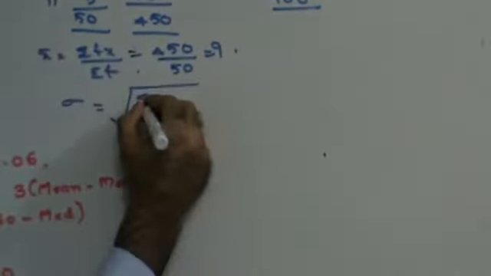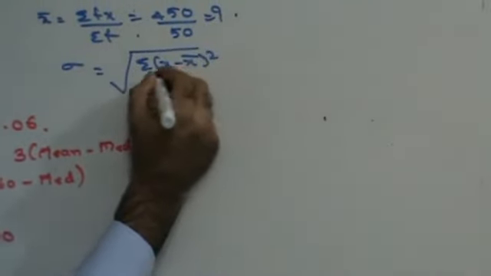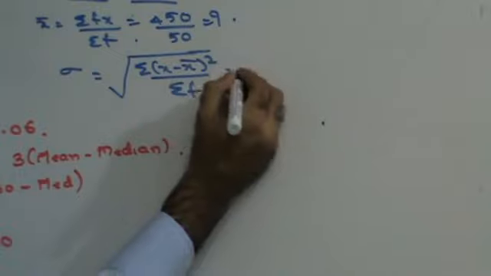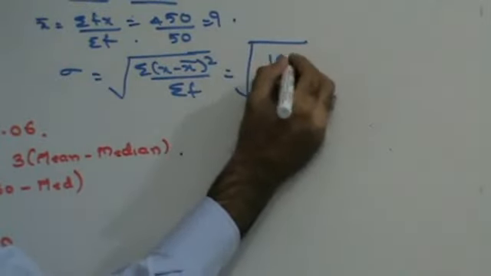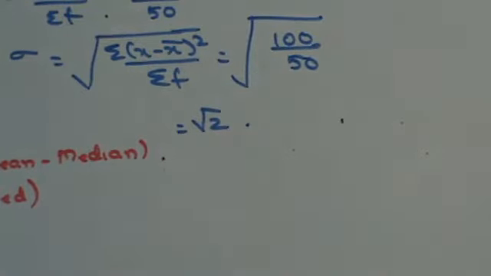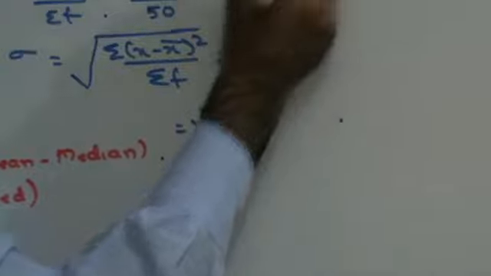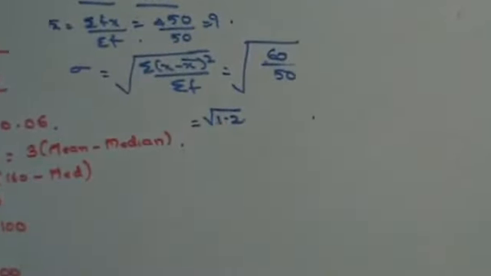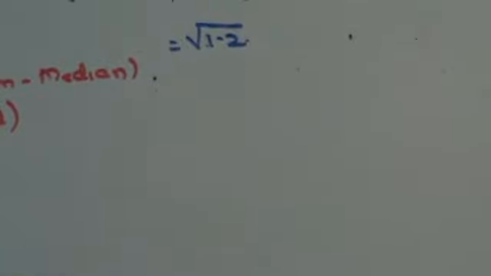Right? Once you have this, then you can find out standard deviation. Standard deviation is square root of sigma f into x minus x bar the whole square upon sigma f, which you have found out as 100 upon 50. So standard deviation is square root of 2, right? Sorry, this is not 100, this is 60. 60 upon 50. So this is going to be nothing but square root of 1.2.